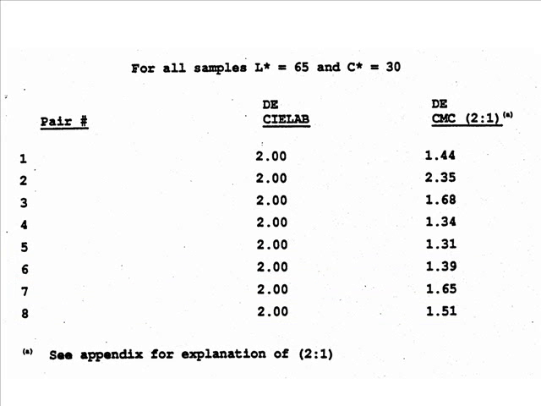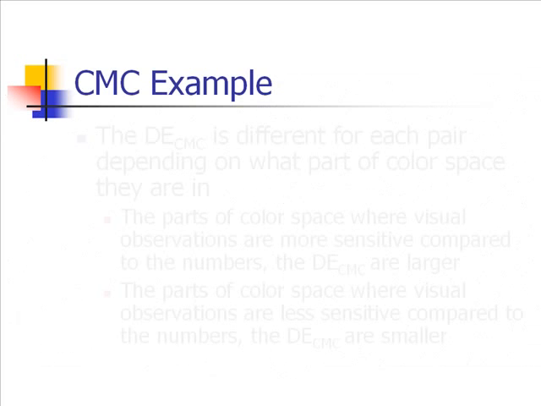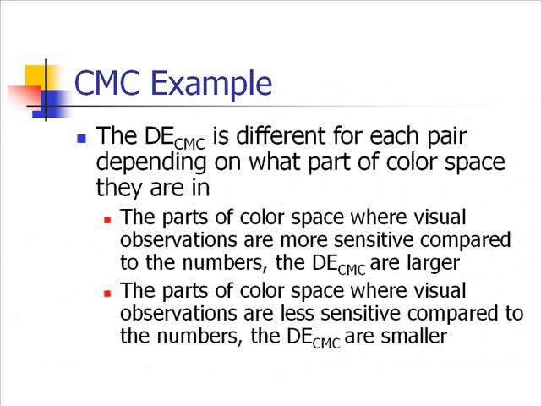Delta E is different paired depending on what part of color space they are in. In the parts of color space where visual observation is more sensitive compared to the numbers, the delta E CMC values are larger. In the parts of color space where visual observations are less sensitive compared to the numbers, the delta E CMC values are smaller. So it could be smaller or larger than our regular delta E, depending on where we are in color space. It helps you make better decisions.